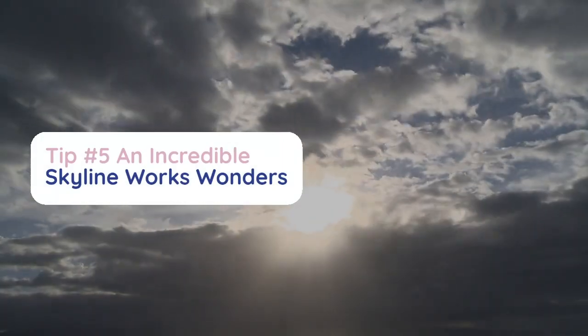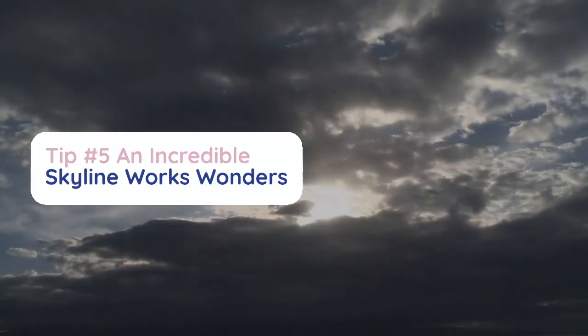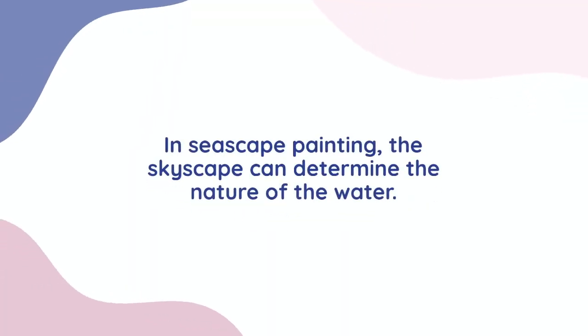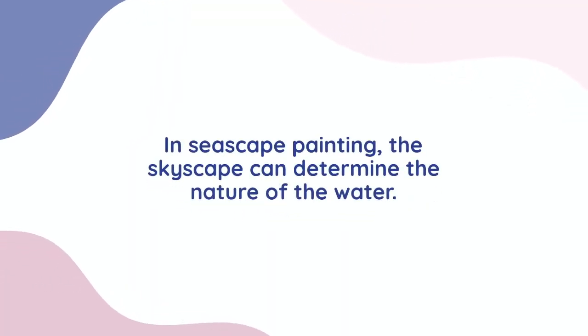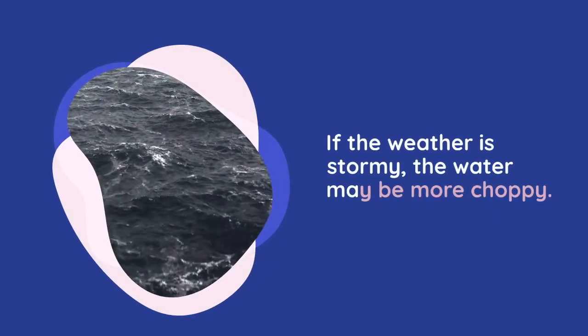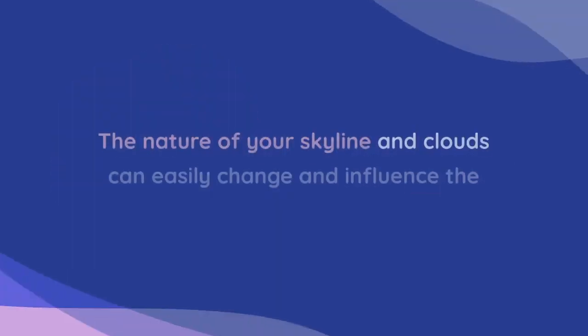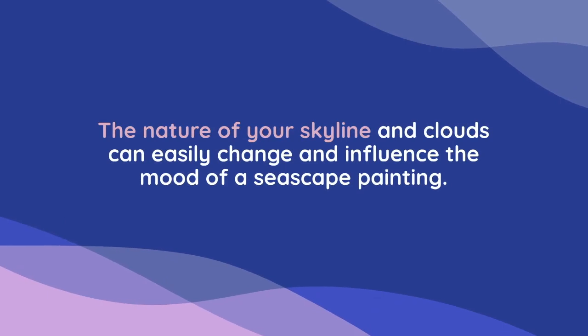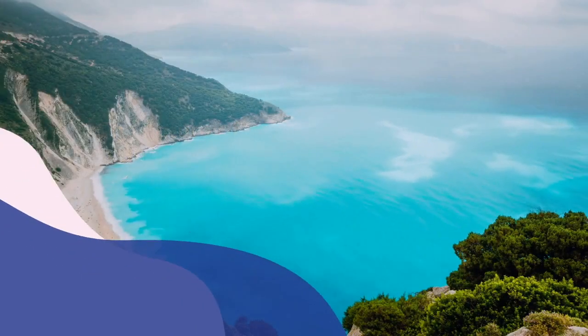Tip number 5, an incredible skyline works wonders. In seascape painting, the skyscape can determine the nature of the water. If the weather is fair, the water may be smoother. If the weather is stormy, the water may be more choppy. The nature of your skyline and clouds can easily change and influence the mood of a seascape painting.